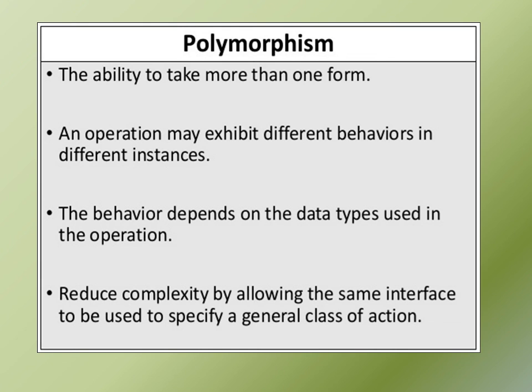Polymorphism. The ability to take more than one form is called polymorphism. An operation may exhibit different behavior in different instances, where the operations are different. The behavior depends on the data types used in the operation, so whatever data or data types you are using, the behavior depends on that. It reduces complexity by allowing the same interface to be used to specify a general class of action. So this is about polymorphism.